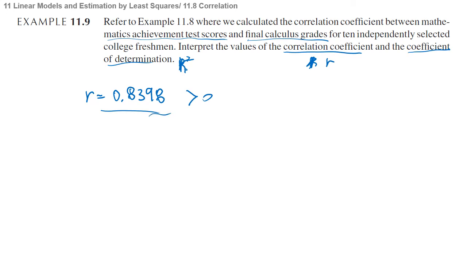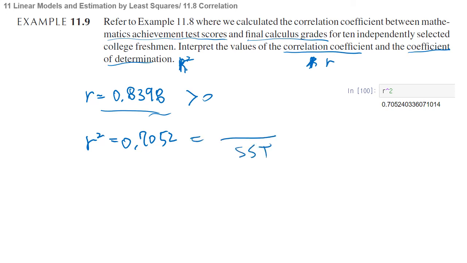And what is the coefficient of determination? We can calculate r square. The coefficient of determination is 0.7052, and among the total variation, this is SSR divided by SST. So for the interpretation, among the total variation, the proportion of variation explained by the regression is 0.7052. And that's how we interpret the result. Okay.